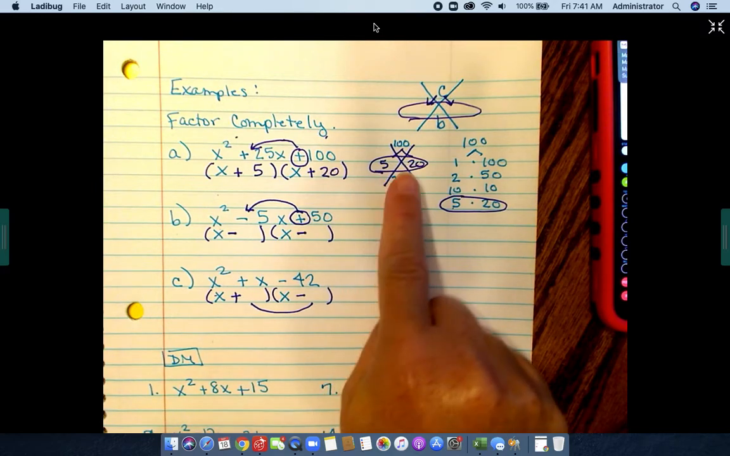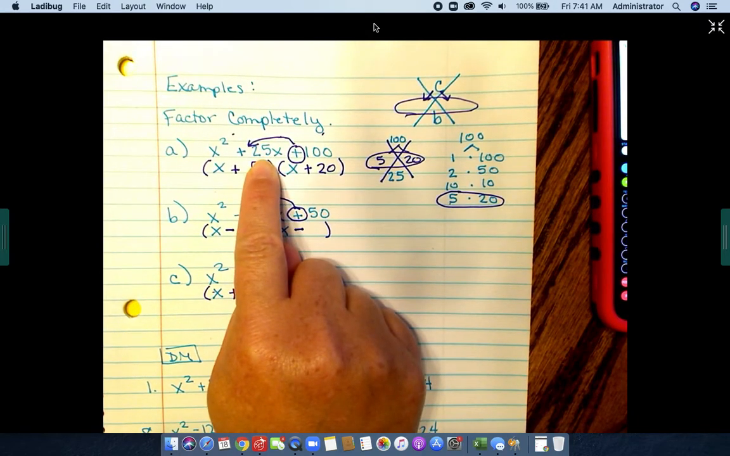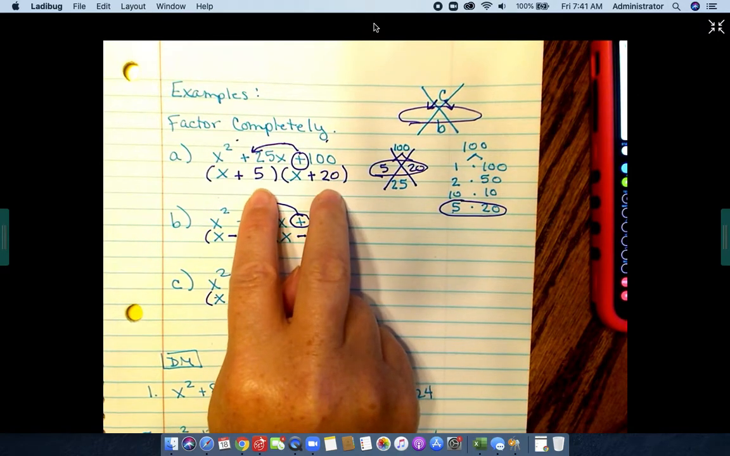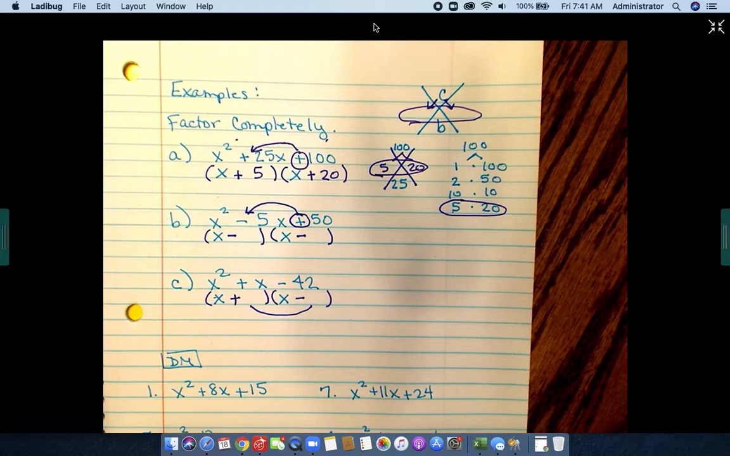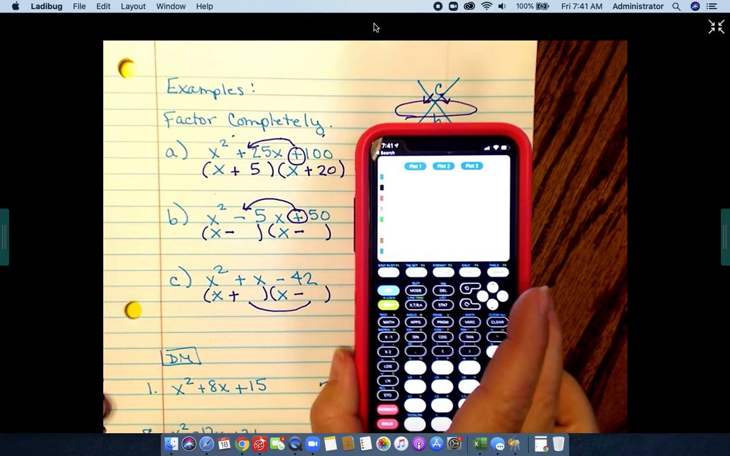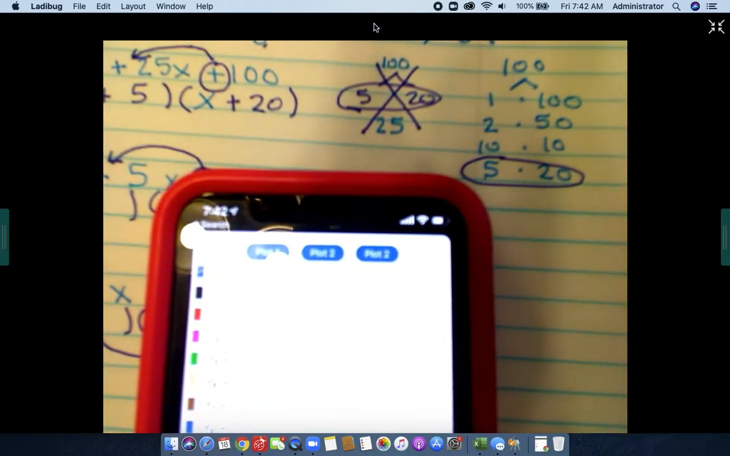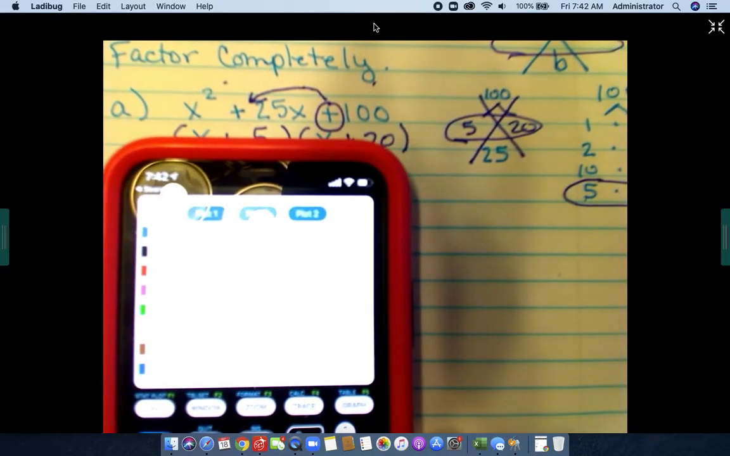So again, we are finding the factors of your constant term that combine to give us our linear coefficient, 25. And that's going to be 5 and 20. Now, how can I check your answer? You know that I'm good for always showing you how to check your answer. We're going to do exactly like we have been doing, where we put our problem into Y1 and our answer into Y2.